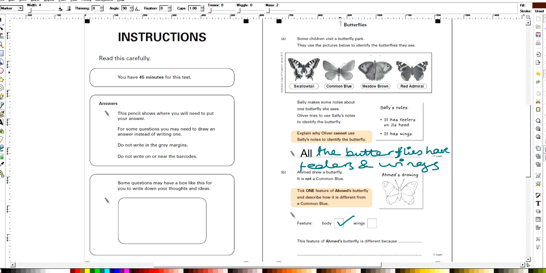The body is nice and straight, long. The common blue's body is nice, long and thin. Okay. All right. And so what could we say then? The feature of Ahmed's is different because its body is shorter. Yeah, that's what I say. It is not long. It is not long and thin. I got one from the wings.